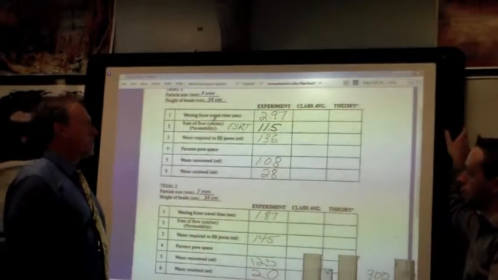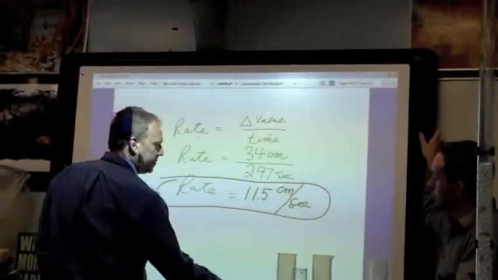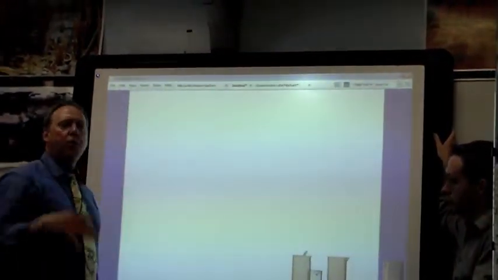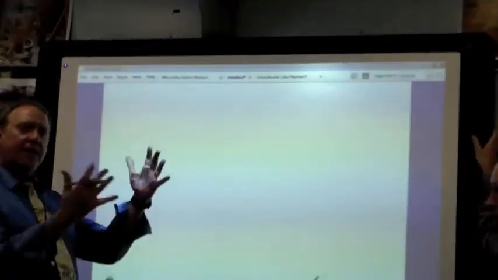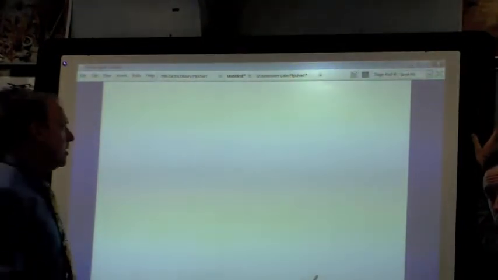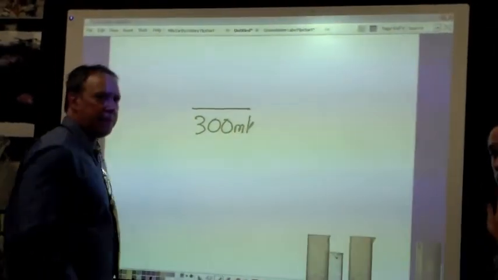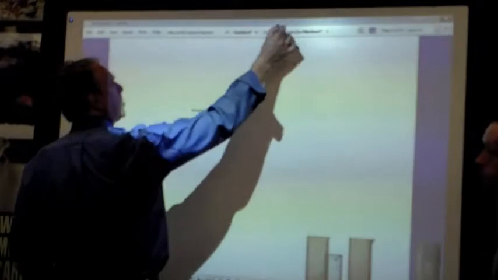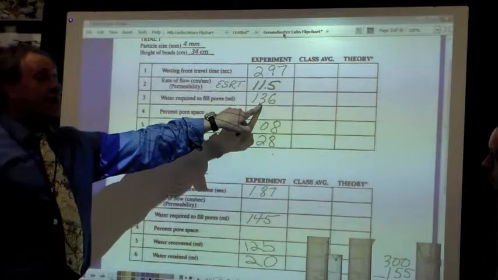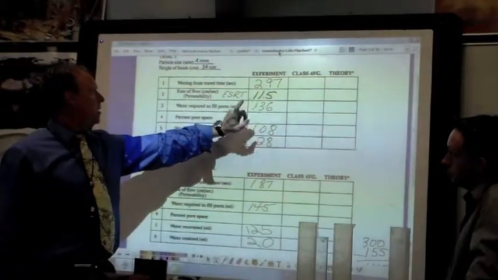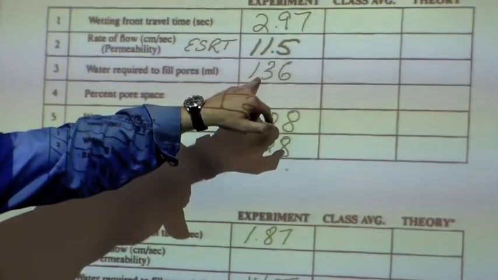Percent pore space. Now, again, typically, the way any percent is done, a percent is really the portion divided by the entire thing times 100. We put in 300 milliliters of beads. Now, what percentage of that was not beads? Was empty space? 136. That was the amount of water required to fill the spaces between the beads.